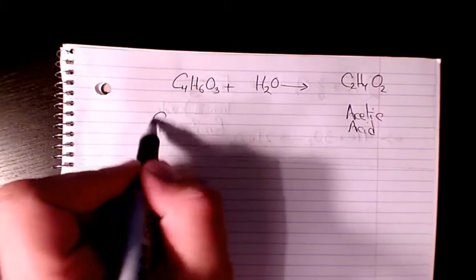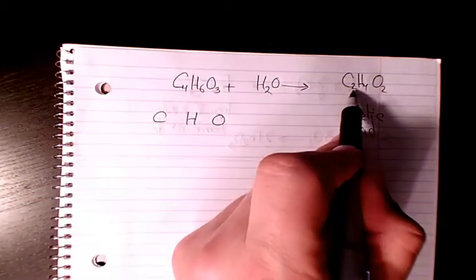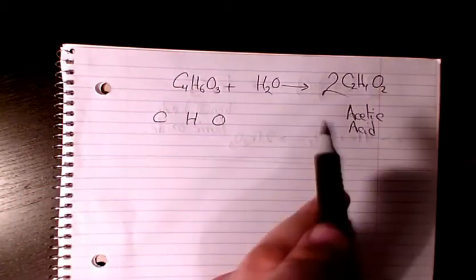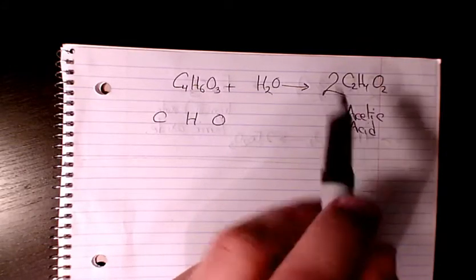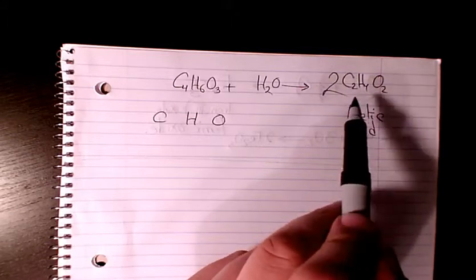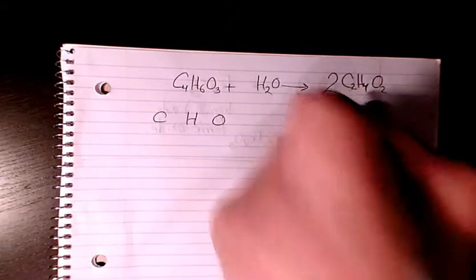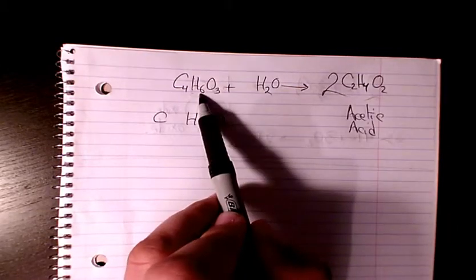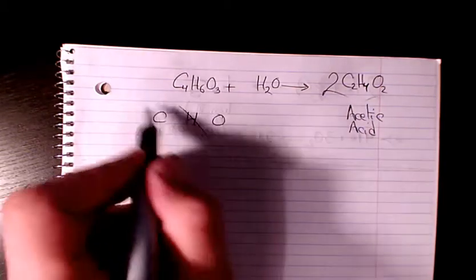We have atoms of C, H and O. For C we have 4 here and 2 here, so if I put 2 here, we're going to balance the carbon atoms. And then what else do we have? We have hydrogen. Hydrogen here we have 2 times 4, which is 8. We have 6 here and 2 here, which is 8 as well. So hydrogen is balanced too.